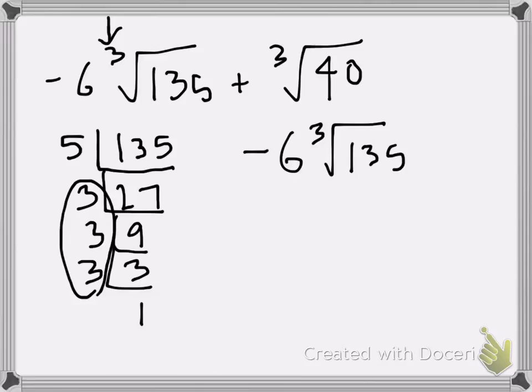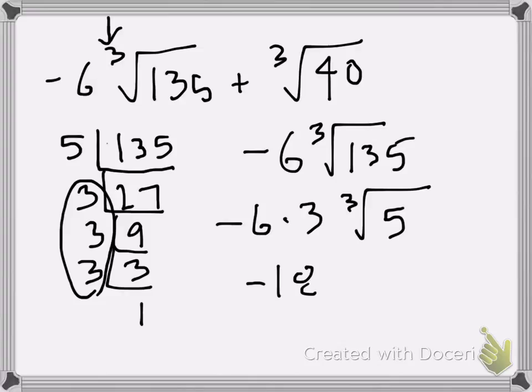So if I'm starting with this term and I want to simplify it down, I've got to bring the negative 6 down. I don't want to lose that. But then I can also pull a 3 out because I've got 3 3's in my prime factorization. And then what's got to stay in? Well, I have that 1 5 that didn't group, so that's got to stay in. And so my first term is going to simplify to negative 18 times the cube root of 5.